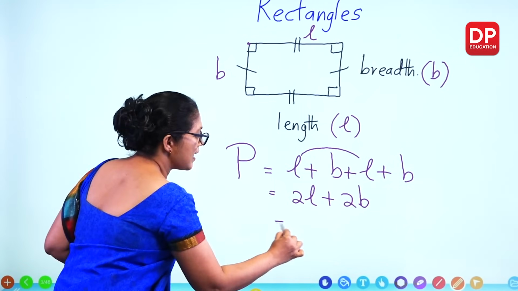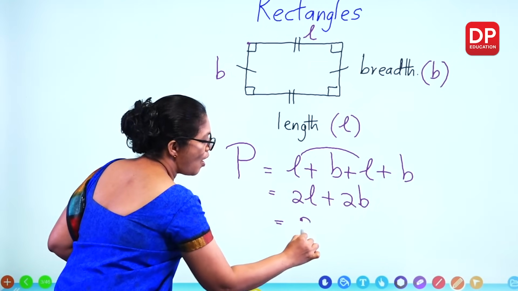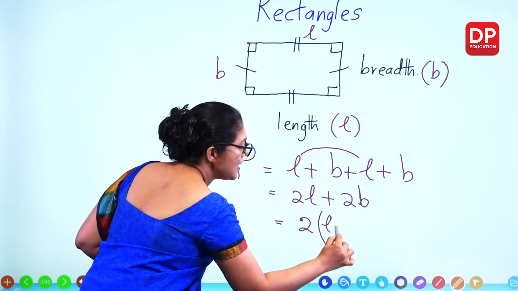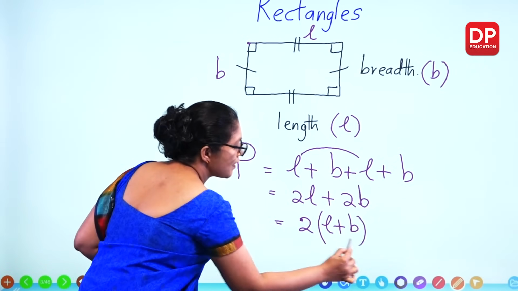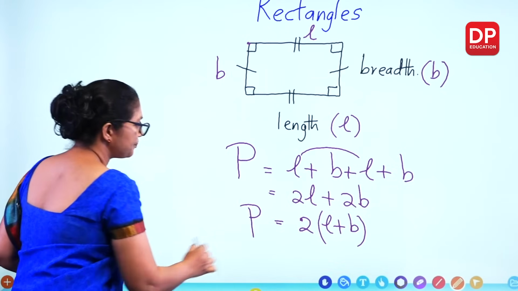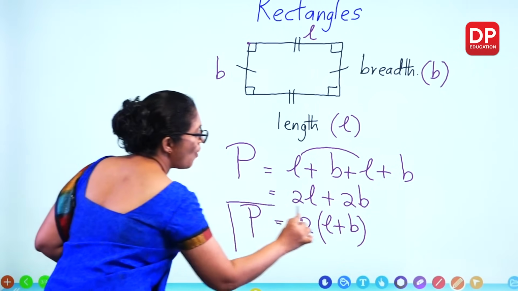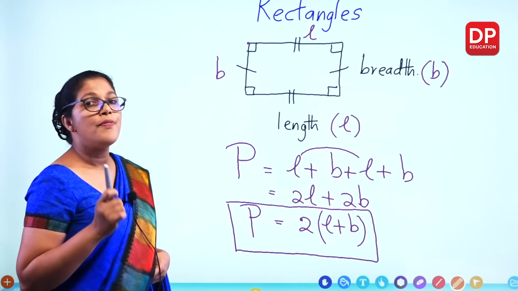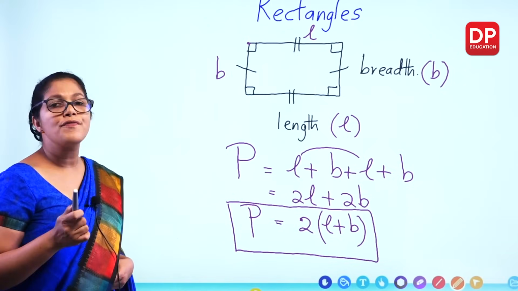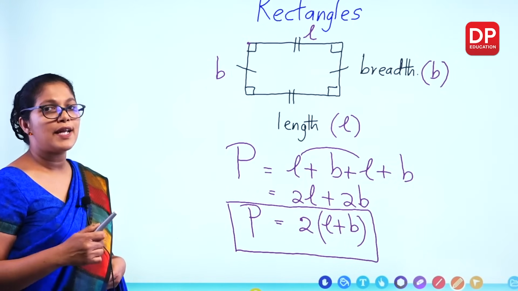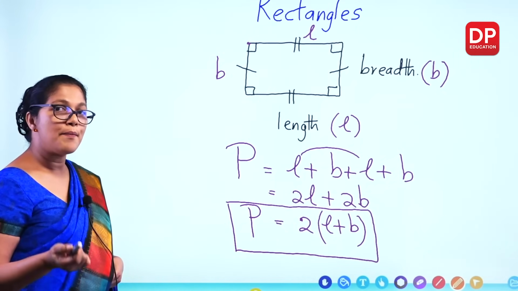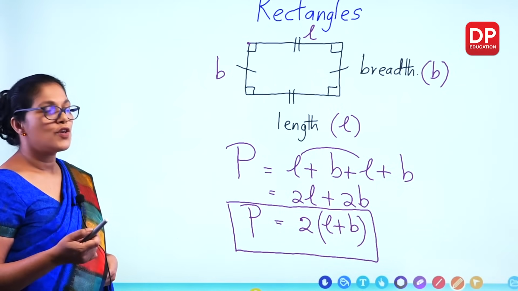And here I can take 2 out because 2 is common to both of these terms. I can write L plus B. So this is the perimeter formula for a rectangle. So if you know the length and the breadth of the rectangle, you can find out the perimeter by first adding the length and breadth and multiplying by 2.